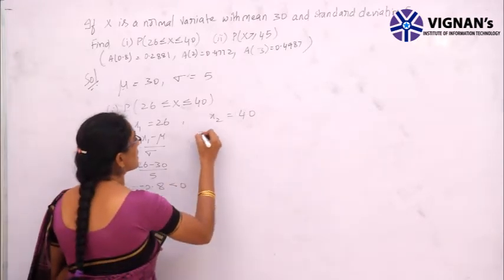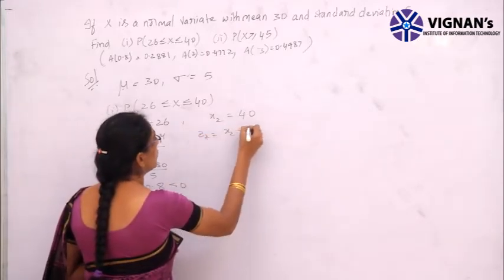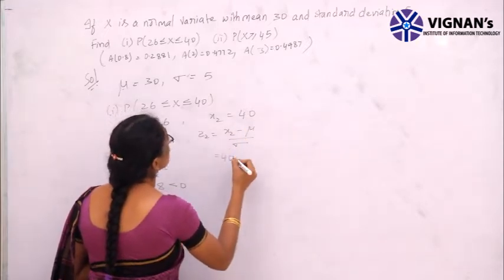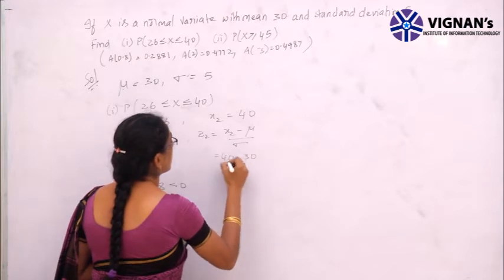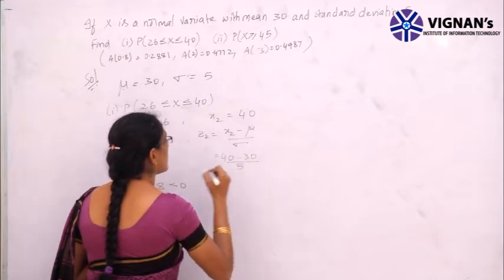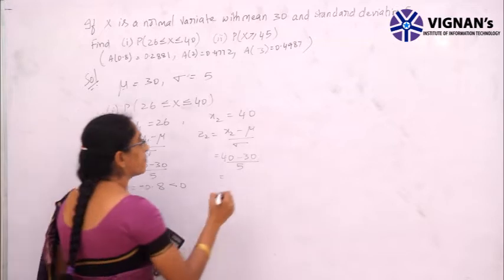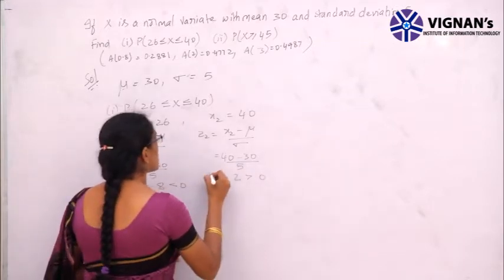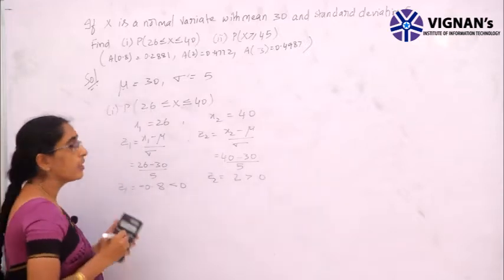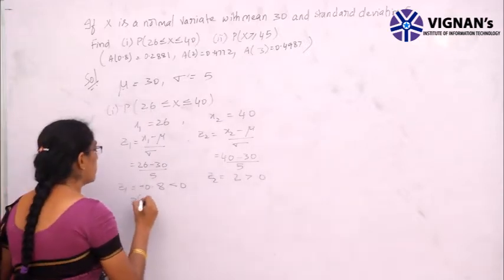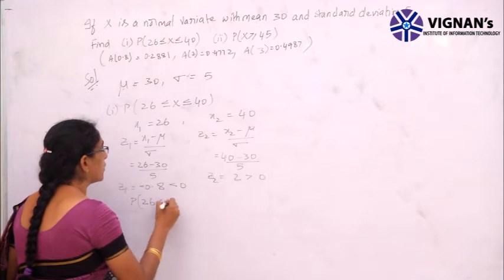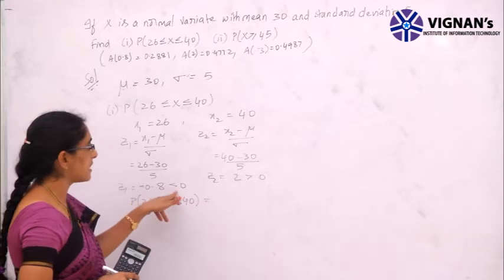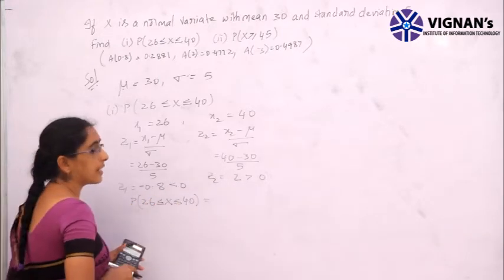Now coming to z2, that is x2 minus mu by sigma. So 40 minus 30 by 5 means 10 by 5, which is 2. So that means it is greater than 0. So z2 is greater than 0. Now we are finding the probability of 26 less than or equal to x less than or equal to 40, so z1 is less than 0 and z2 is greater than 0.